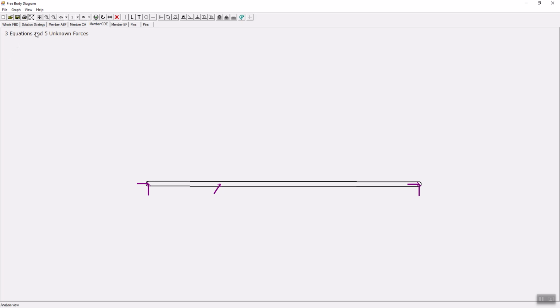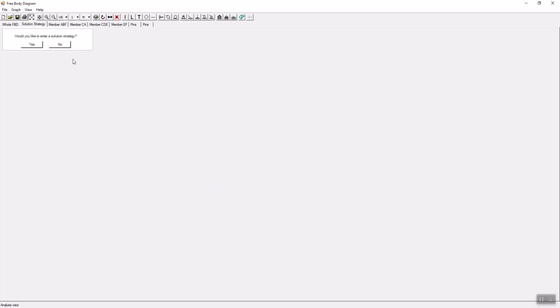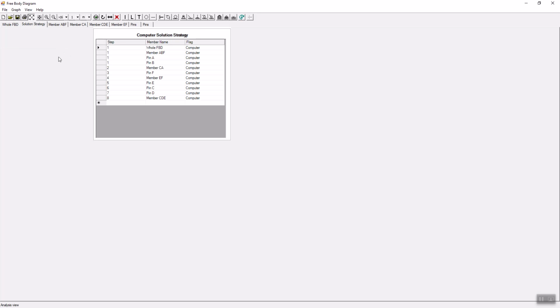Now let's see how the computer asks us to do the analysis of this frame. So we ask the computer to give us the solution strategy. I can see that in step 1, it asks us to solve simultaneously the whole FBD, the top horizontal member, and pin A. 3 free body diagrams together.